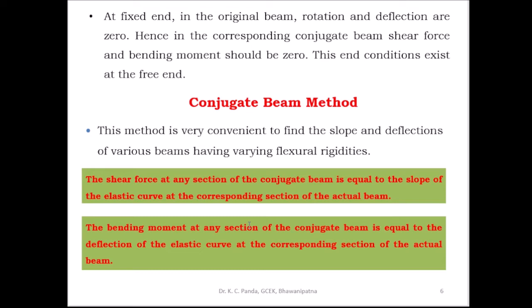Then the shear force of the imaginary beam at the location where the slope of the original beam is required is determined from the M/EI diagram. Similarly, the bending moment of the imaginary beam where the deflection in the original beam is required is determined from the M/EI diagram. These are the procedures you have to follow to find out the slope and deflection by the conjugate beam method.